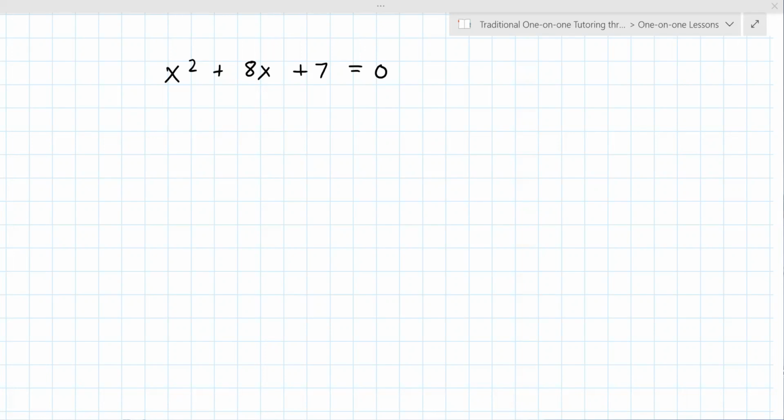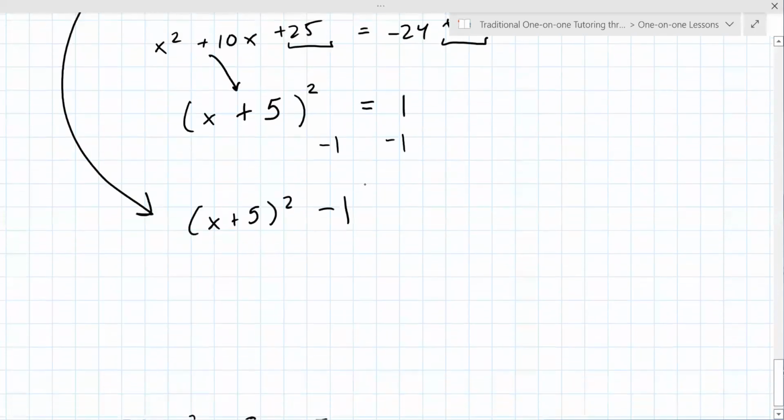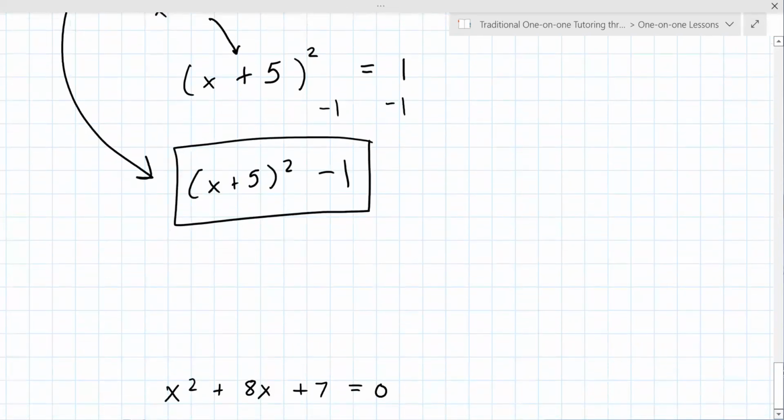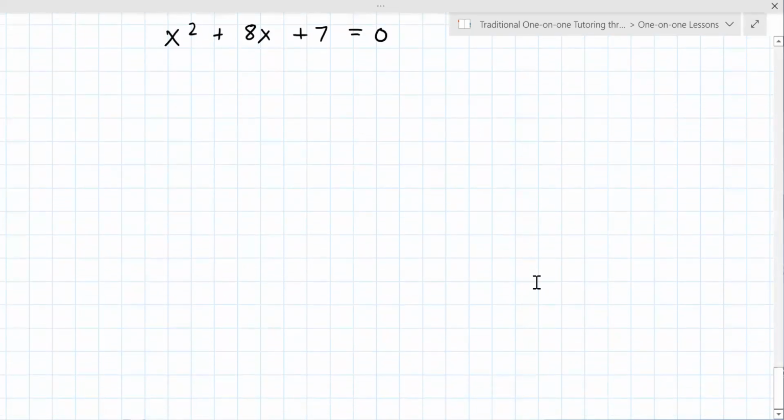Is it 36? Here's what I'm looking for, Jeremiah. I'm looking for a final line like this. It's not a number. It's an expression. If you have questions, please ask.